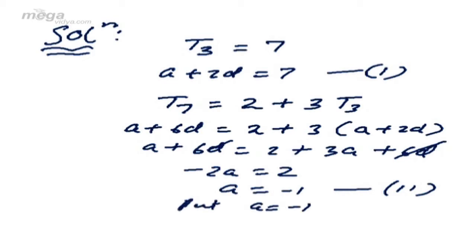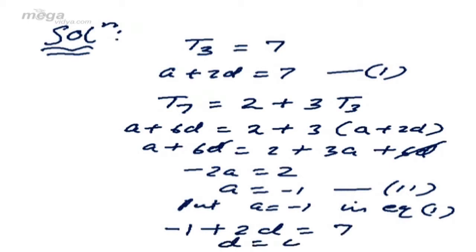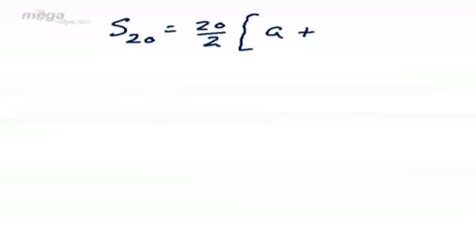Put A equal to minus 1 in equation 1. Then we get minus 1 plus 2D equal to 7. Therefore, D is equal to 4. It means A is minus 1 and D is 4. But we have to find the sum of the first 20 terms. Therefore, S20 is equal to 20 by 2 into 2A plus n minus 1 into D. Because in this question the last term is not given, I am using the formula n by 2 into 2A plus n minus 1 into D.